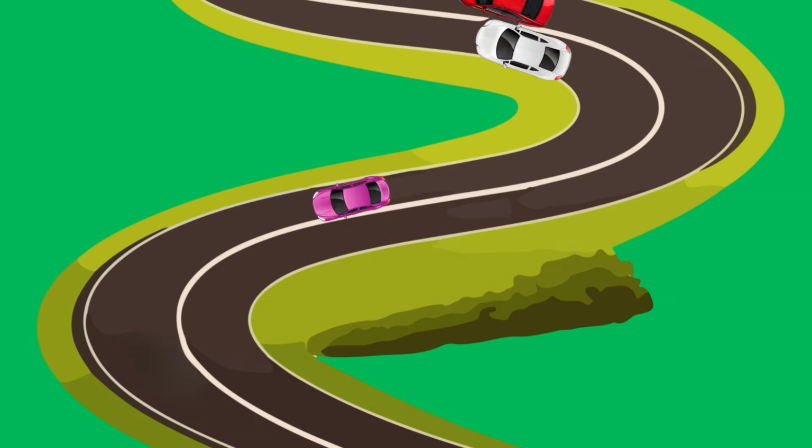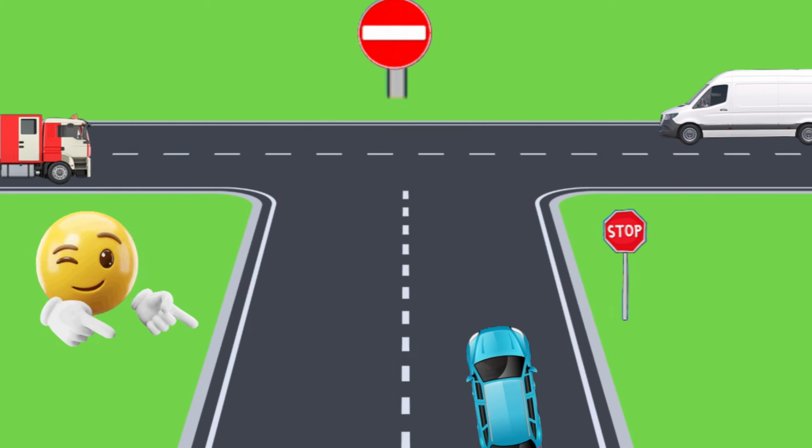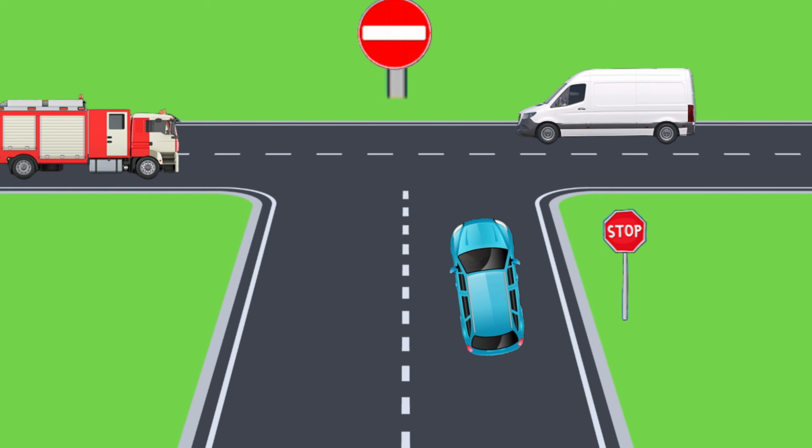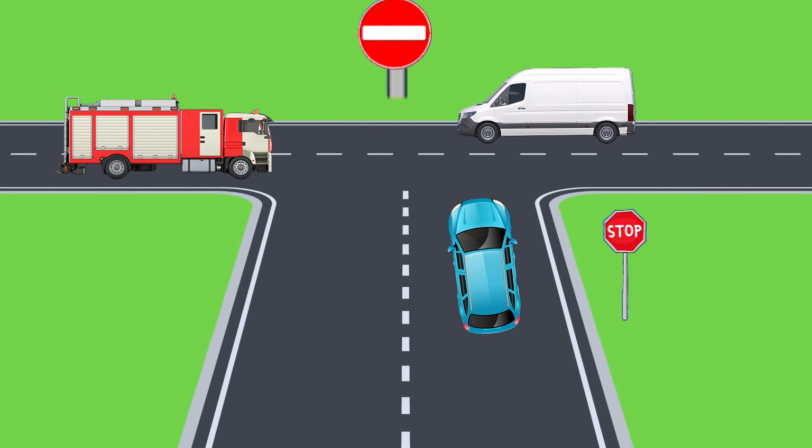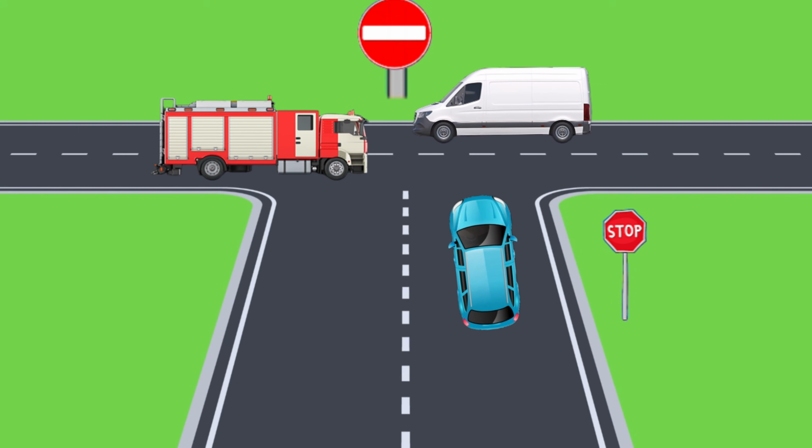You can see an intersection where vehicles on the main road are moving freely, while a blue car is trying to enter the main road. What should you do?